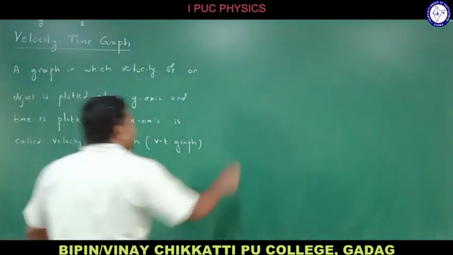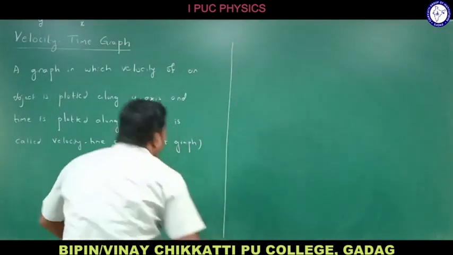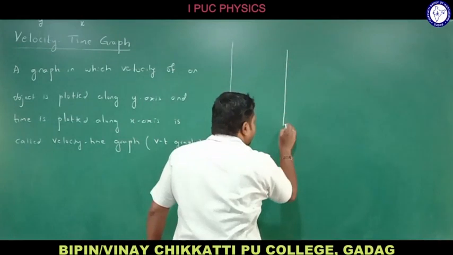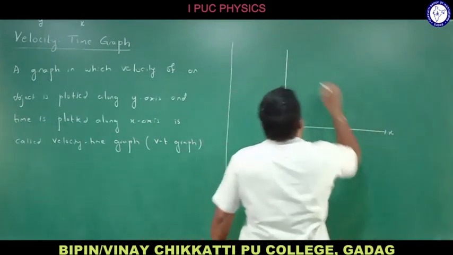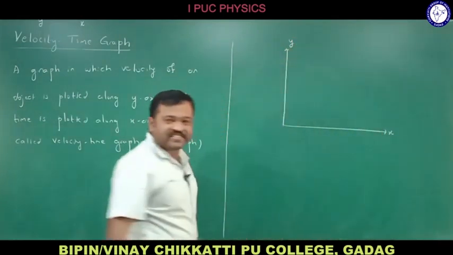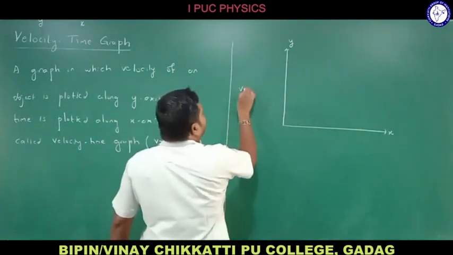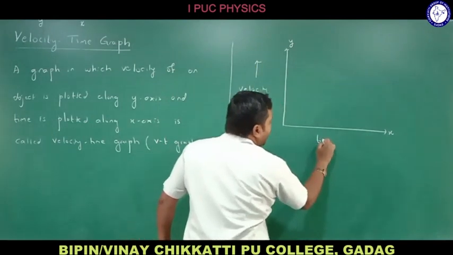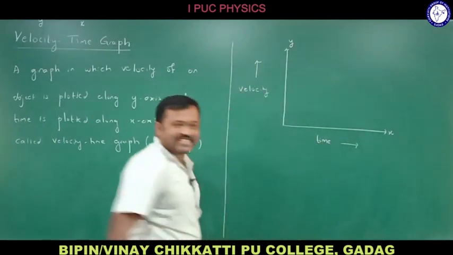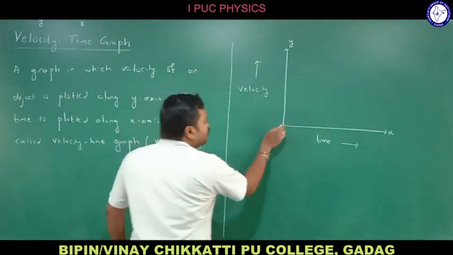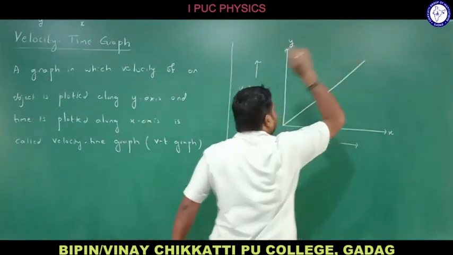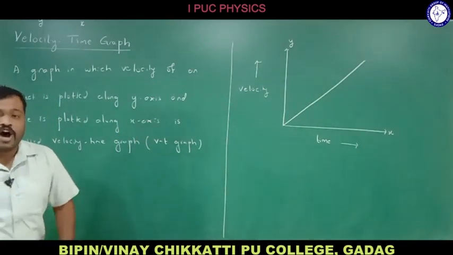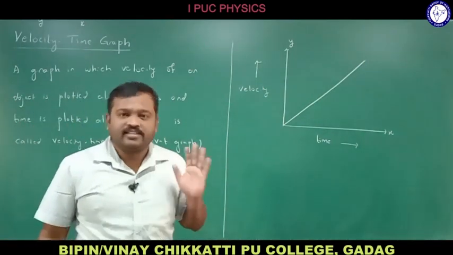Okay, let me draw velocity time graph, then you will come to know here, right? Now let us take a graph. This graph consists of x-axis and y-axis. The velocity of the object is plotted along y-axis and time is plotted along x-axis. Let me take the body moves like this now here. What is the meaning of this? Let us understand, how to read the graph?